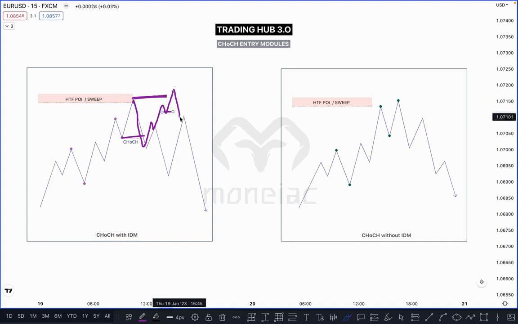But when can we sell here? The market must create an inducement something like this, and then the market continues higher, mitigates this order block, which is unmitigated, then you can sell here. This one is our first criteria for when we can sell.